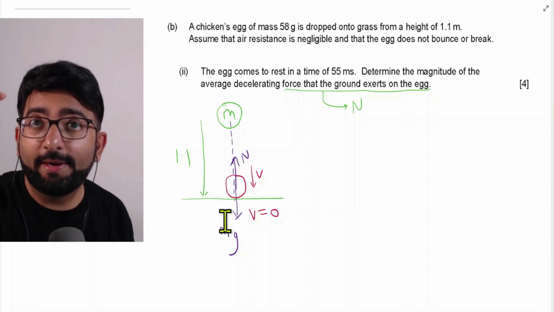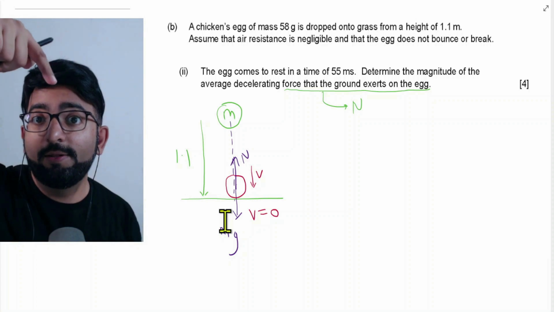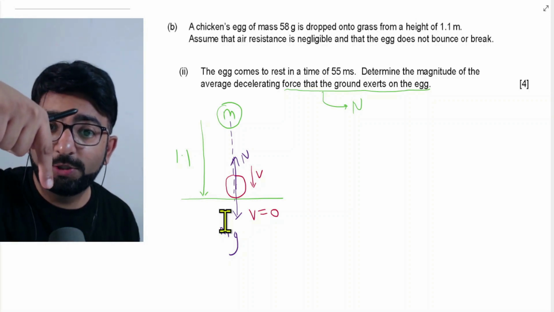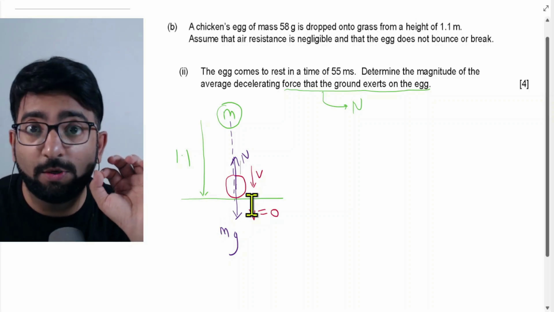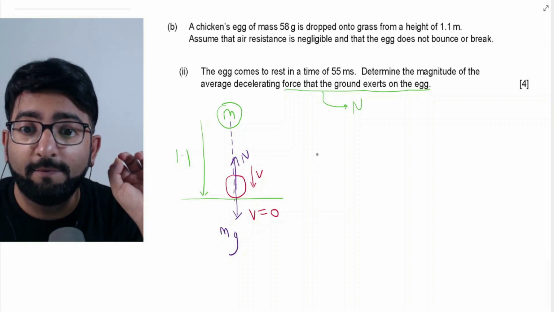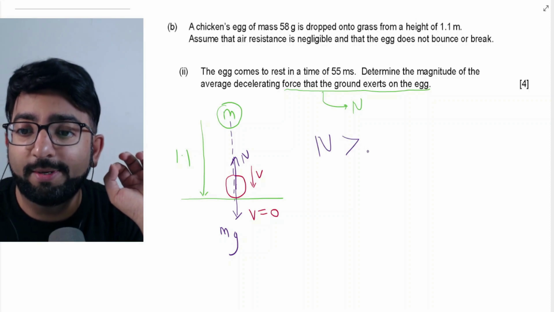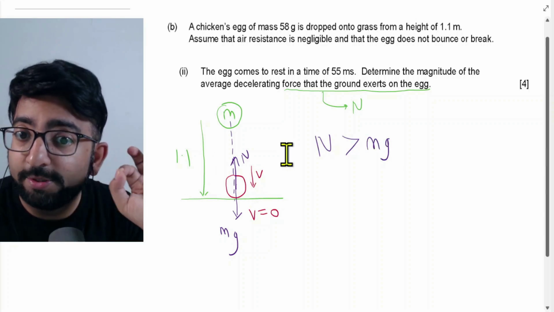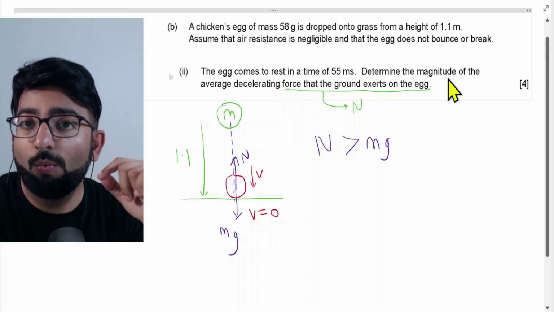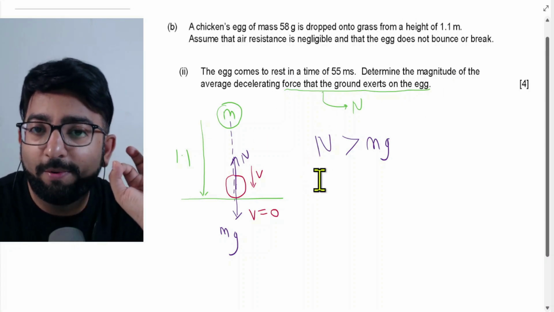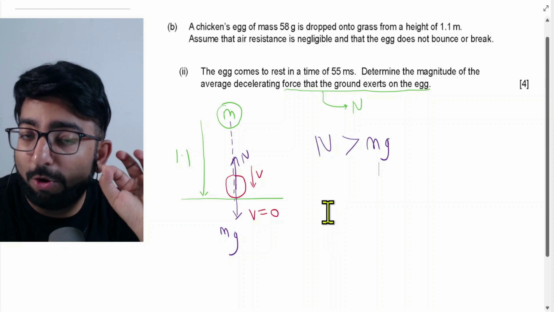But in this case, the egg is traveling from some height at a very high speed and it impacts the ground, it hits the ground. So normal reaction will not be equal to mg. In fact, normal reaction will be a lot greater than mg. And the question wants us to find the force that the ground exerts on the egg, which in other words is normal reaction. So how do we figure out the normal reaction?